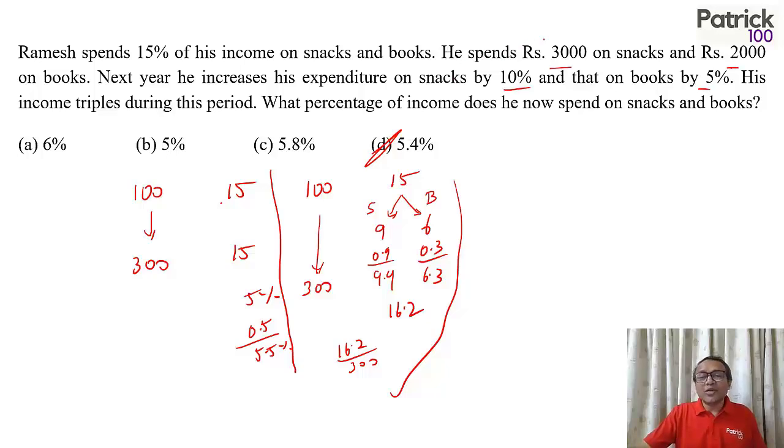Another way of going about it, start with 3,000 and 2,000. So 5,000 is the expenditure on snacks and books, which is 15%. Then 100% is how much? That's the overall income. Then make it 3 times and increase snacks and books by 10% and 5% and solve. That is also a possible method of solving, by finding out a value and then solving it. But as I said, I wanted to explain that whenever the options are percentage or ratio, you can assume values and solve. It becomes faster to solve.